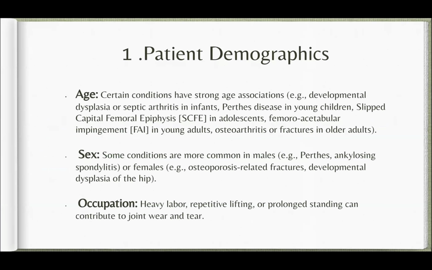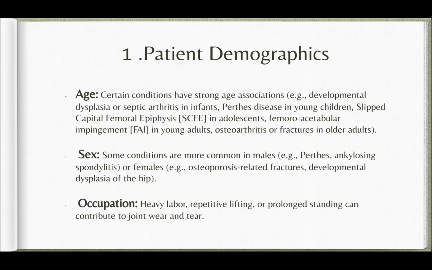Age. Certain conditions have strong age associations, that is developmental dysplasia or septic arthritis in infants, Perthes disease in young children, slipped capital femoral epiphysis in adolescents, femoroacetabular impingement in young adults, osteoarthritis or fractures in older adults.